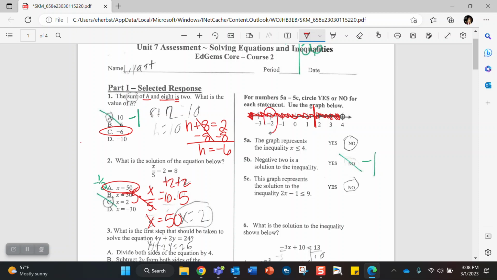But -2 is down here, and you can see that it's clearly part of the shaded space. So it would be included. It would be a solution. So we should have said yes.